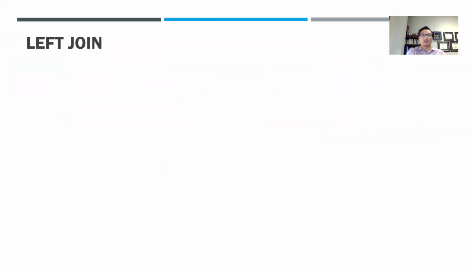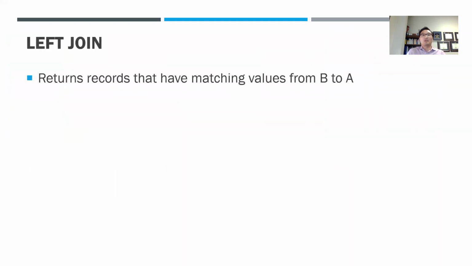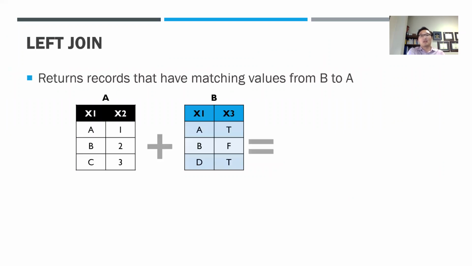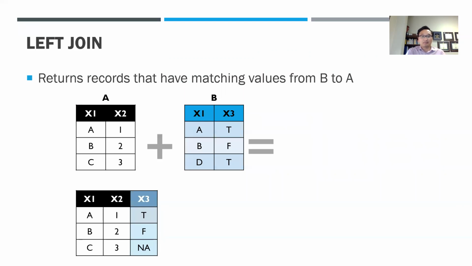So let's see what a left join does. It returns records that have matching values from B to A. A quick graphical way of thinking about this: if I have table A with columns x1 and x2, and table B with columns x1 and x3, and I do a left join between these two tables, the resulting table will look like this. You retain every row in table A, so every row, A, B, C, is retained because you're left joining with respect to table A.